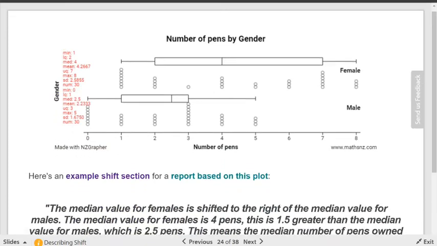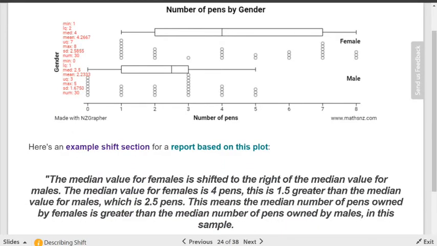The median value for females is shifted to the right of the median values of males. Boom. That's all I need. Now what if it had been to the left? Just say to the left. What if there had been no shift? You would say the median value for the females has no observable shift from the median value for the males.